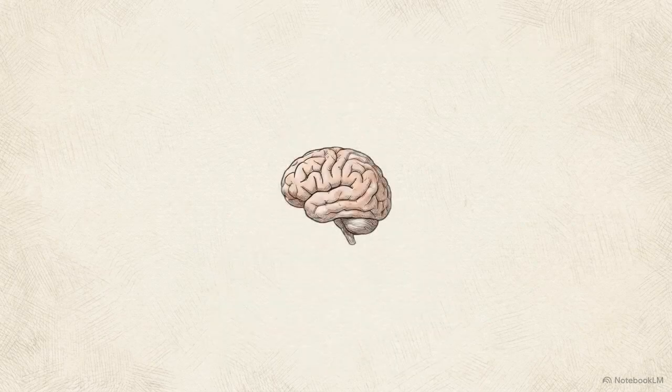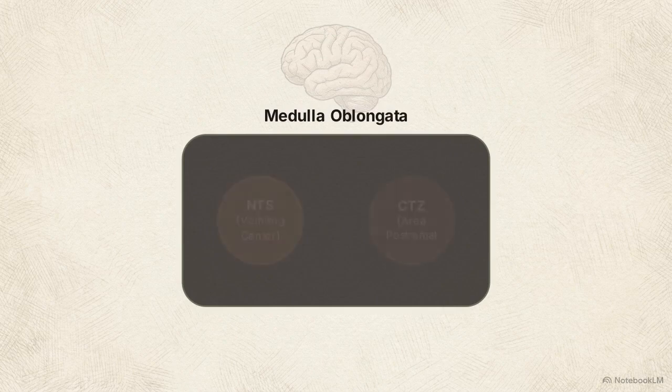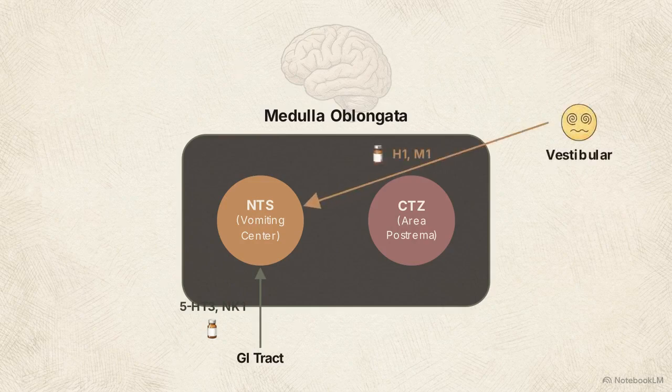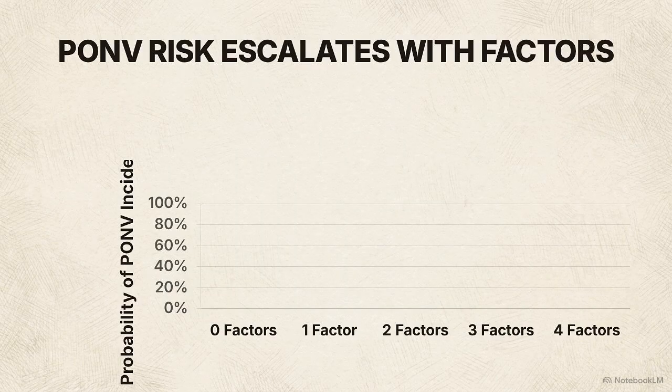This medulla diagram maps the vomiting center and the chemoreceptor trigger zone. Specific receptors mediate arriving signals. The GI tract uses 5-HT3 and NK1. The vestibular system uses H1 and M1. The trigger zone integrates D2, 5-HT3, and NK1.